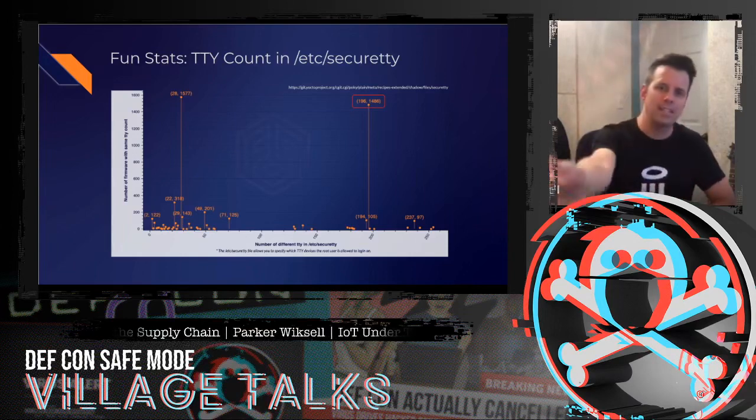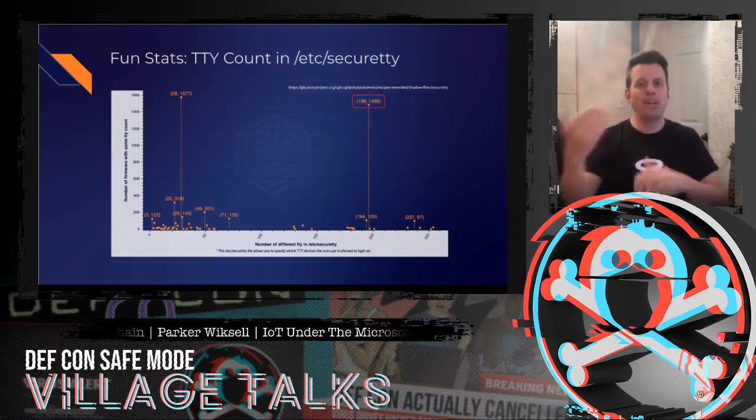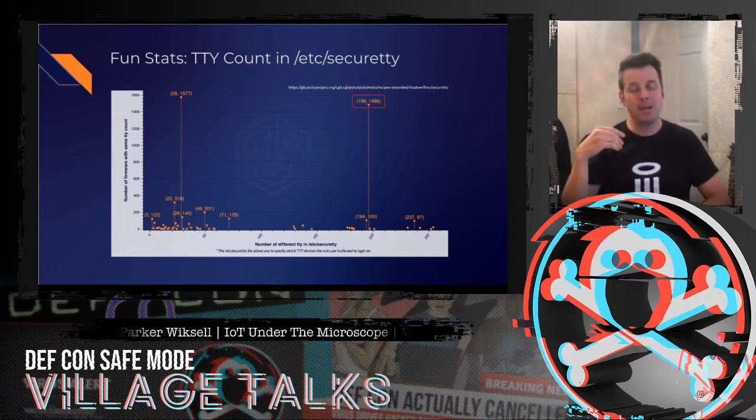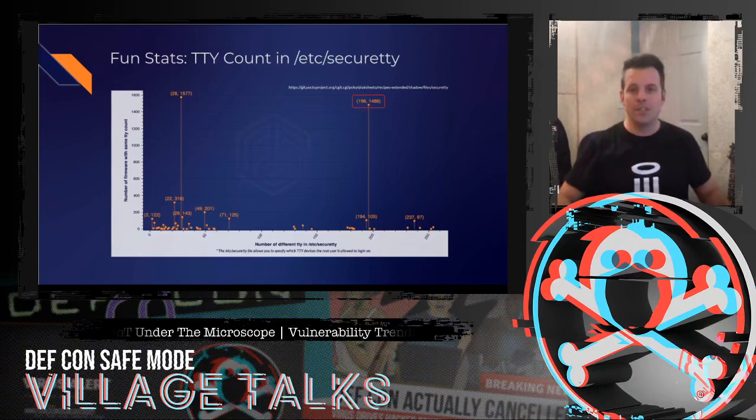So here is a supply chain, someone who's building and wants a secure TTY. They pull down this file that's pretty permissive, probably for development purposes and not really supposed to be for production. And yet here it makes its way into all these devices. So here's the supply chain in action.